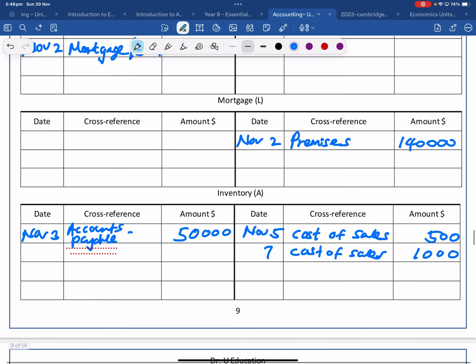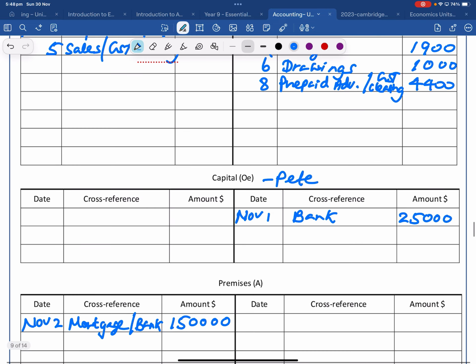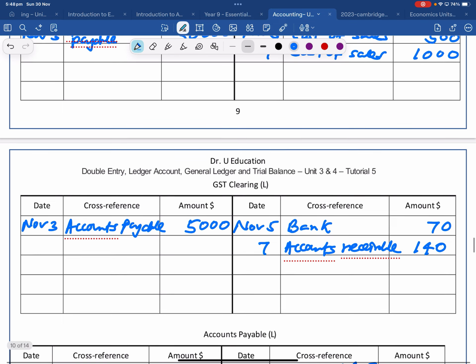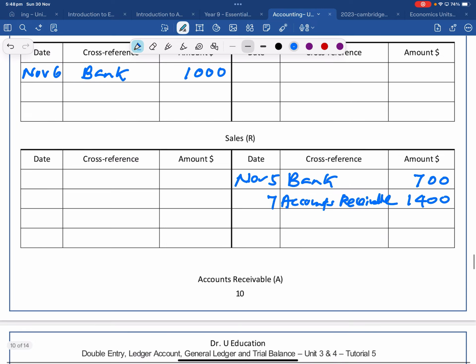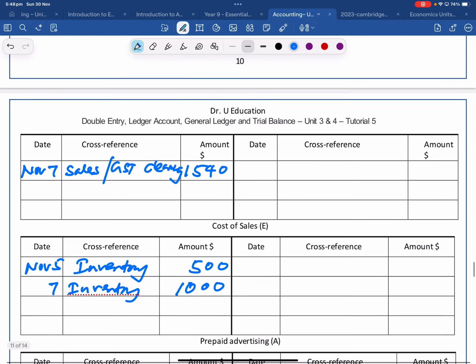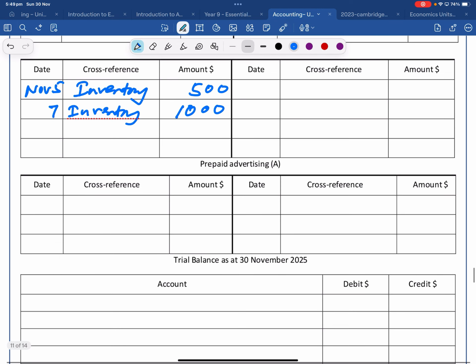Then GST we can debit 400, saying what? Bank. And then where is the other one? Prepaid advertising is 4,000 debit. Number 8, same bank.